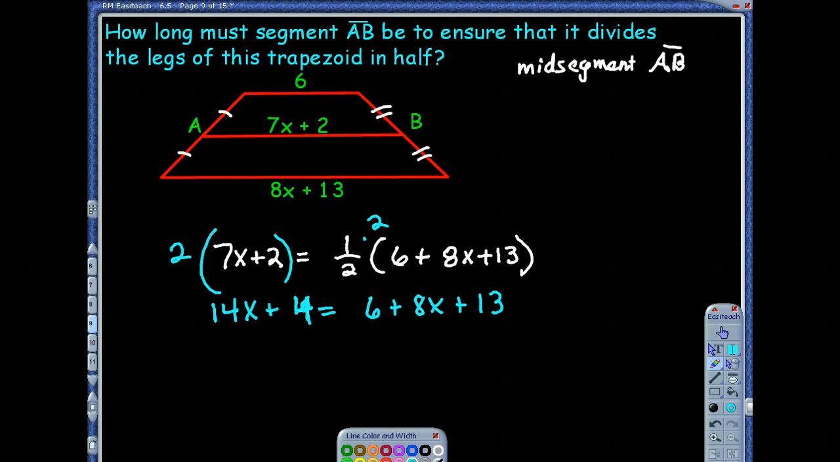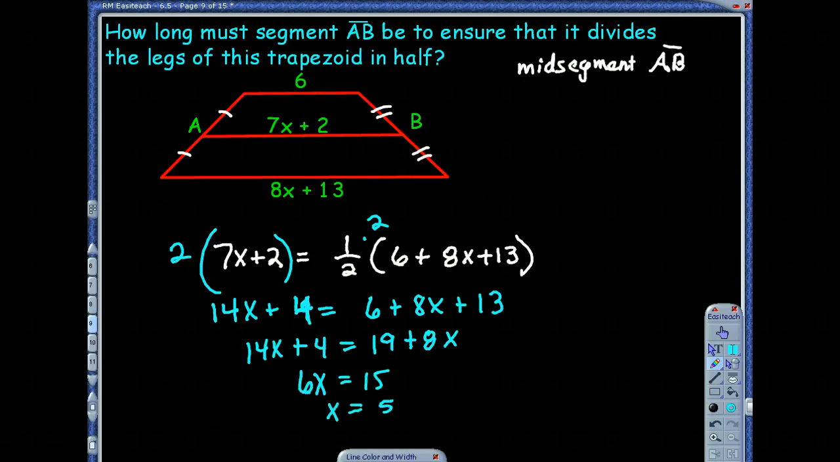And then from there, I can start combining some like terms. As you solve for x, we're going to be left with 6x equals 15, and x is 5 halves if we simplify 15 sixths. Now, the question says, how long must segment AB be? I haven't really found that yet because I've just found out what x is. But AB is 7 times that 5 halves plus 2.